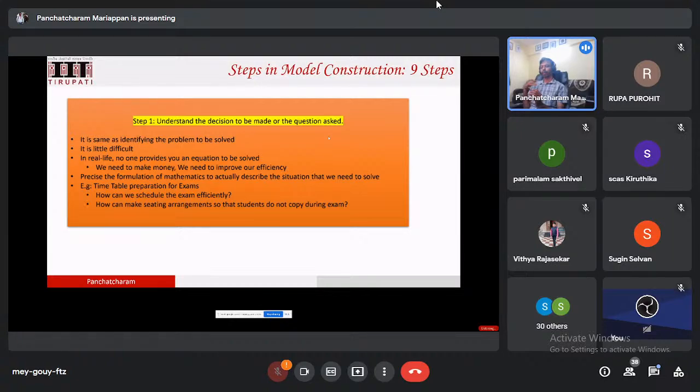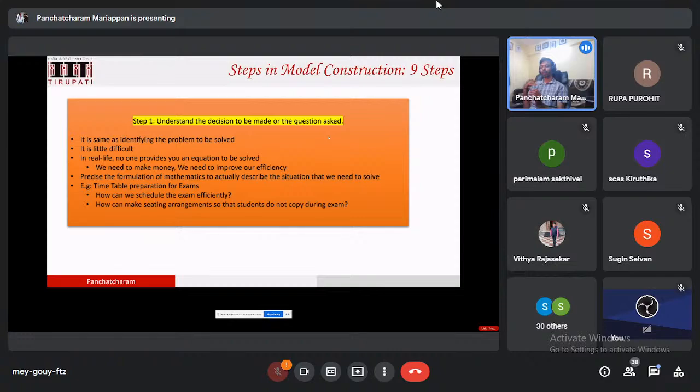How can we make seating arrangements so that the students do not copy during the exam? So I've got to mix 2 kinds of students so that nearby students are not the same people, etc. These are the things you've got to keep in mind, and you've got to ask some questions and then do it. So these are the questions you've got to try to answer. Then you've got to make the maximum simplifying assumptions. So you want to make some timetable, etc. Then you've got to do the brainstorming session.